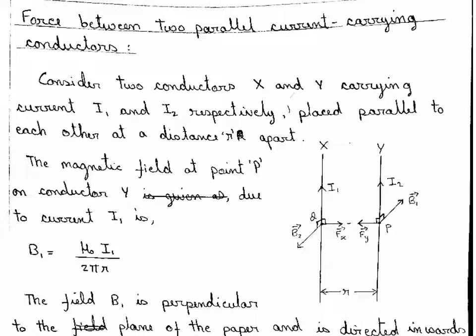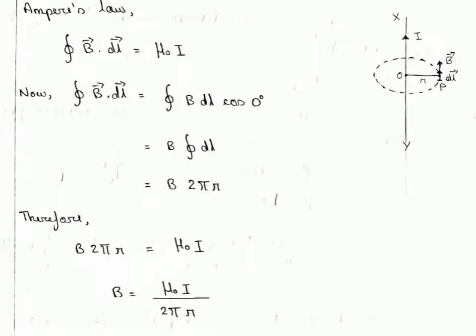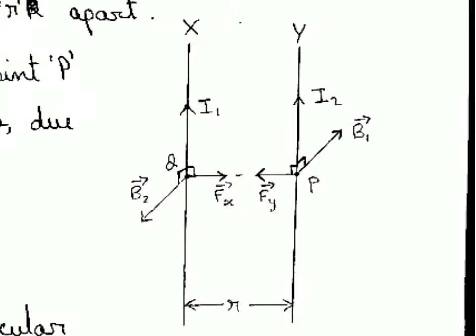So now we come to the next topic, which is force between two parallel current carrying conductors. Now we have learned from the magnetic effects of current that a current carrying conductor will produce a magnetic field around it. So here we consider two conductors, X and Y, and conductor X is carrying current I1 and conductor Y is carrying current I2. So here the conductor X will produce a magnetic field around it. Similarly, the conductor Y also will produce a magnetic field around it. And these conductors, you can see in the diagram, are placed parallel to each other at a distance r apart.